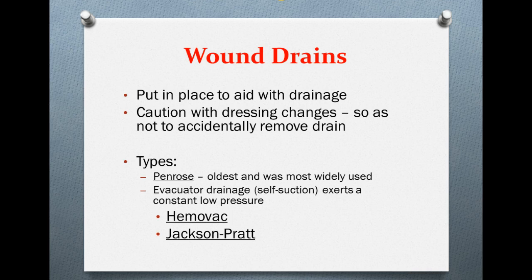Wound drains increase drainage in the wound. They may or may not be sutured, and nursing staff need to ensure that they do not dislodge it, so it's important to be careful with them. A sudden decrease in drainage can indicate a clog. There are different types of wound drainage: the Penrose, which is oldest and most widely used, and then also some self-suctioning, which include the Hemovac and Jackson Pratt, and we'll be looking at those in the next couple of slides.